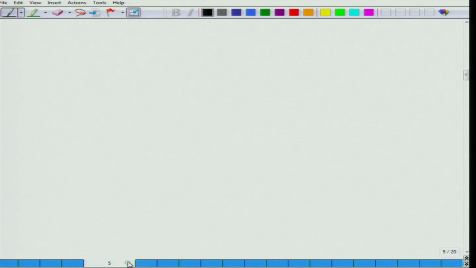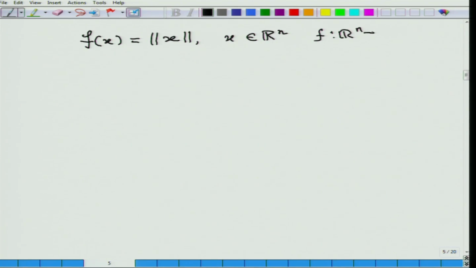Maybe some more examples. For example, this standard function f x is equal to norm of x, which measures the distance of the vector x from 0. So, this is of course a function from Rn to R and this is convex.